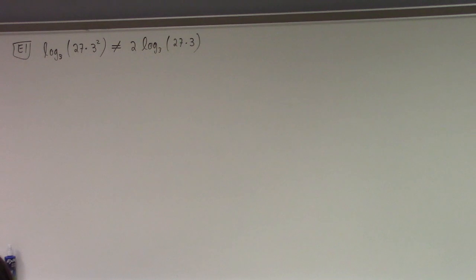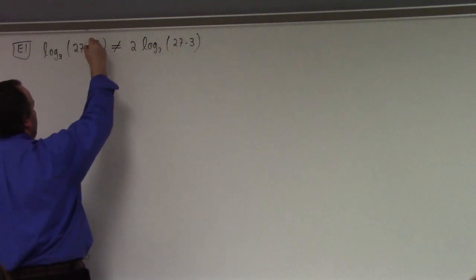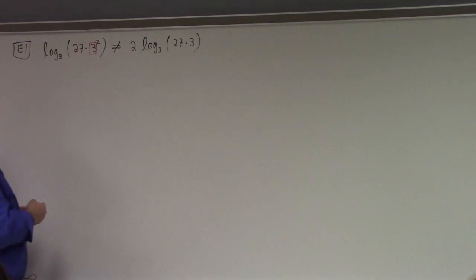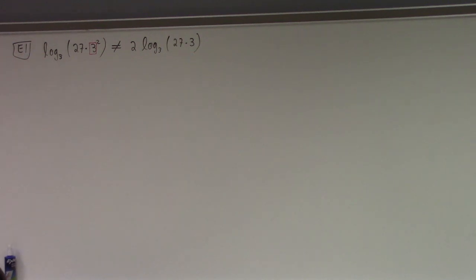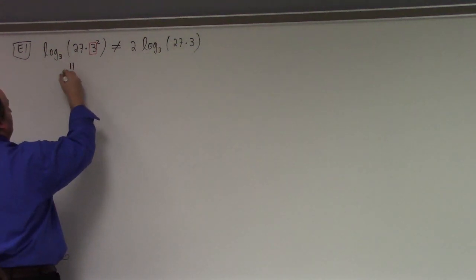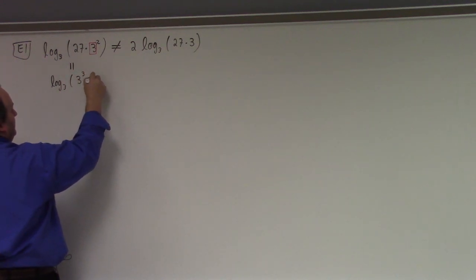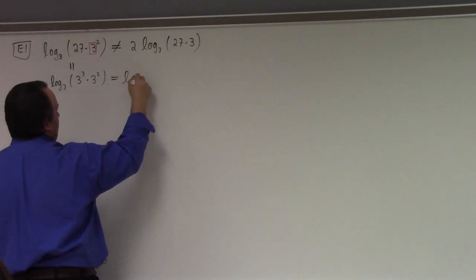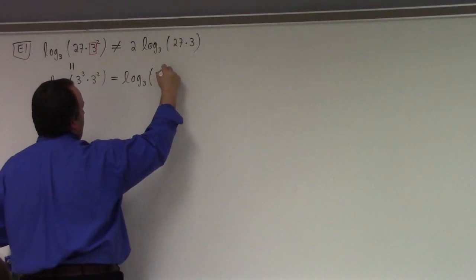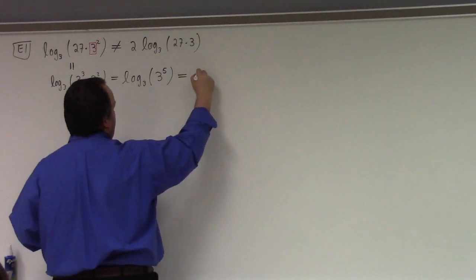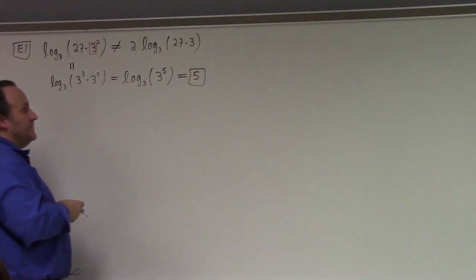Notice that the property over here is that the whole thing is raised to the p power, not just part of it. See here, I only have 3 raised to the square. So it's not true that you can simplify like that. How do we work this out? Well, this is equal to log base 3 of 27, which is 3 to the 3, times 3 squared, which is log base 3 of 3 to the 5 power. And then that is equal to 5.